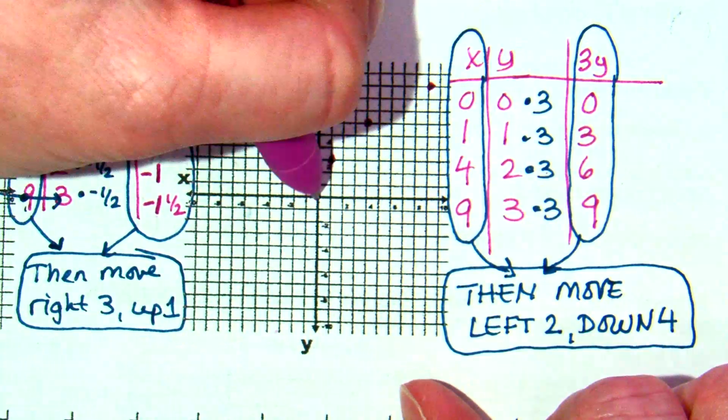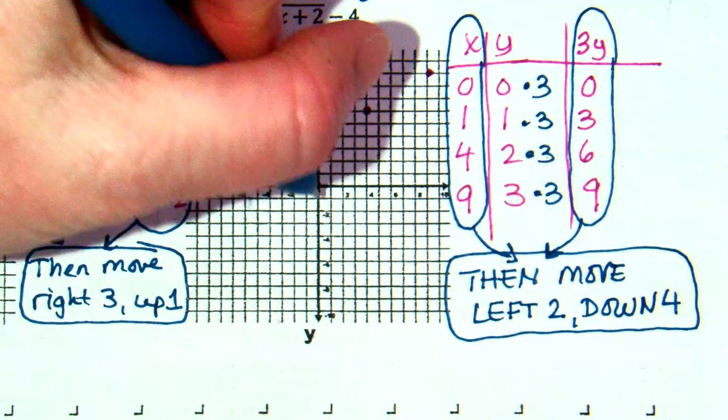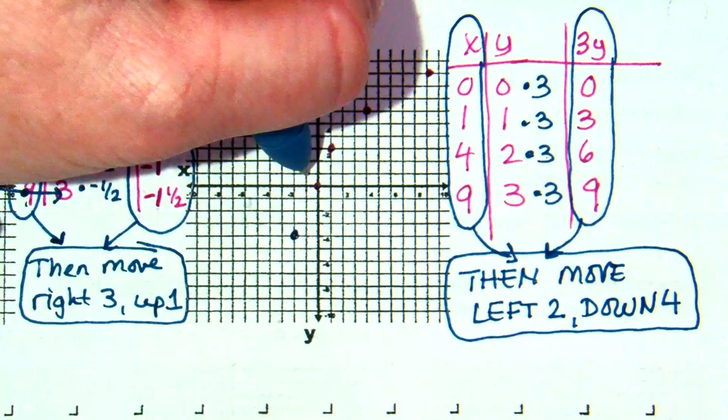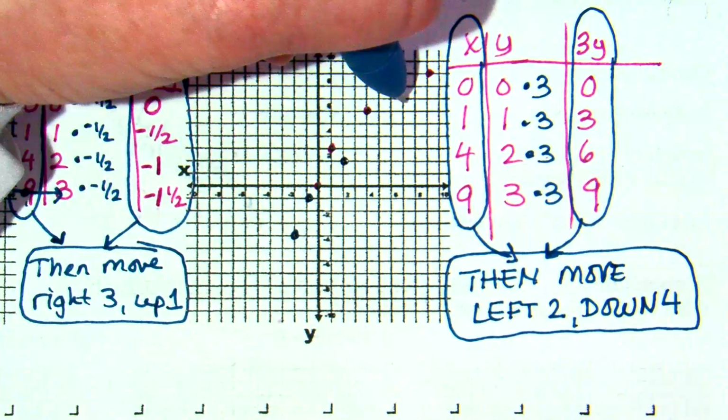Okay. I have those points graphed. I'm going to take each of those points and go left 2, down 4. 1, 2, 1, 2, 3, 4.